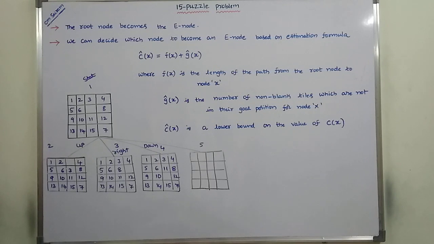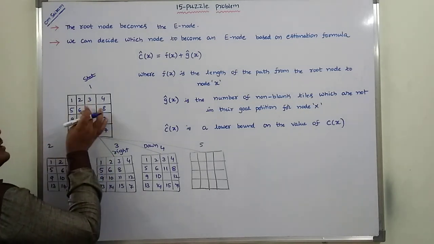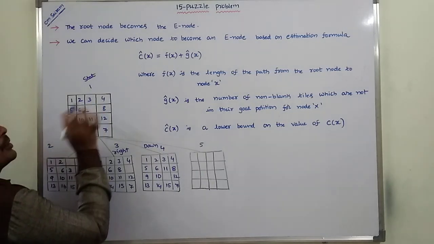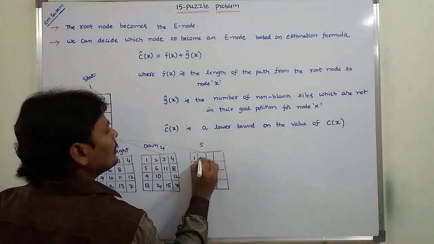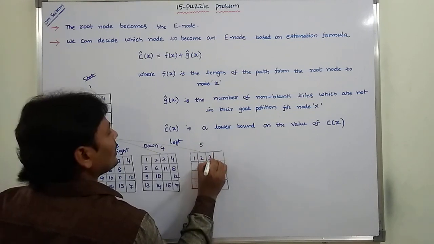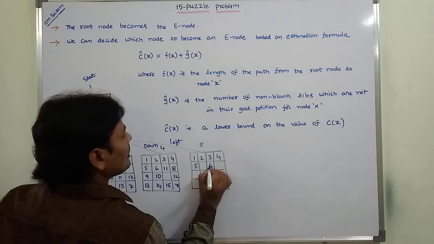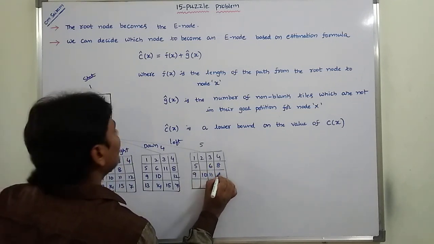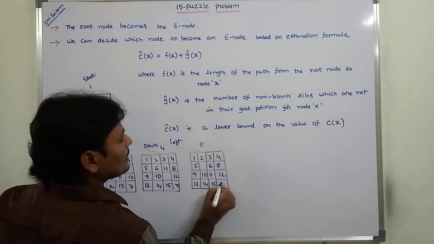Okay, next one. The empty tile can be moved to left direction. So now it is moved to left direction. So then 6 can be moved to this position. Okay, so now 1, 2, this is the left direction. 1, 2, 3, 4, so 5, this is the empty slot, 6, 8, 9, 10, 11, 12, 13, 14, 15, 7.